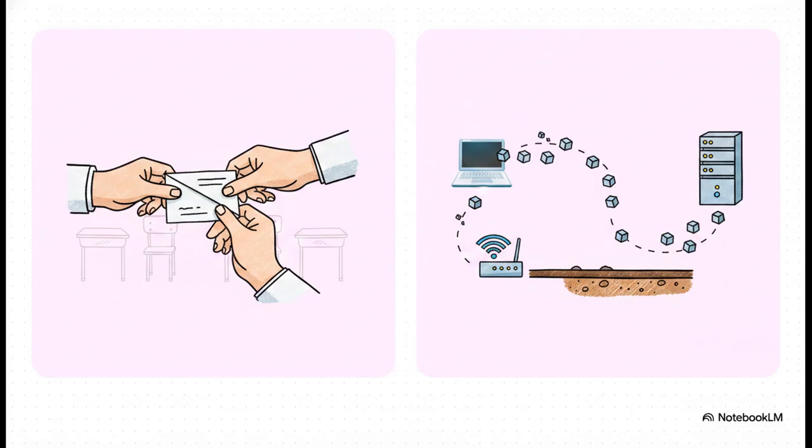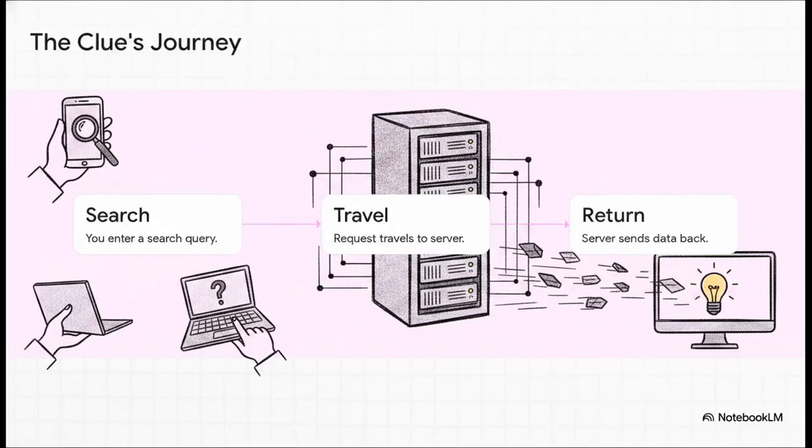When you send a message or, say, search for a website, you aren't passing a piece of paper. Instead, your device is breaking your request down into these tiny little chunks of data called packets. These packets get routed through massive digital networks, literally jumping from computers to routers to underground cables until they finally reach their destination. It's the exact same concept as passing a note, it's just happening millions of times faster and is infinitely more complex.